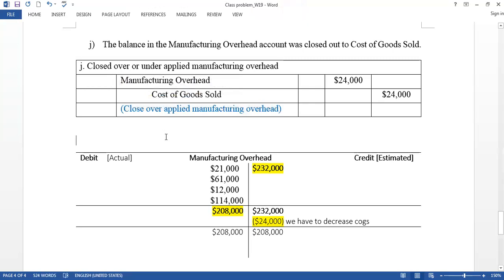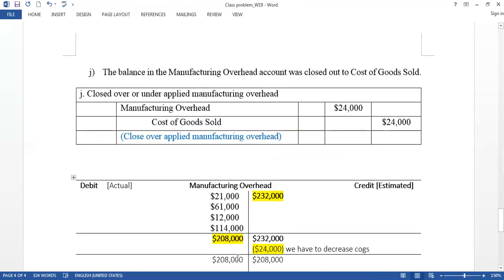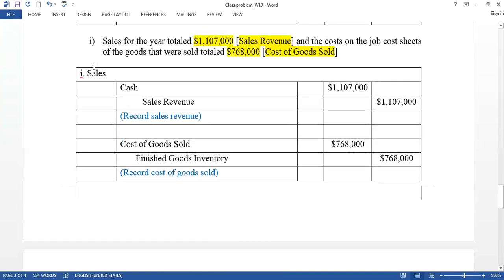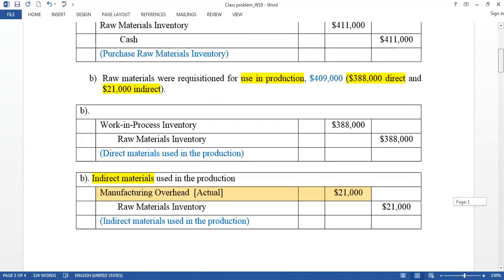If it is opposite, before you recorded a lower amount but actual is higher, what is the journal? Before you under applied. What is the meaning of under applied? Before you estimated a lower amount, right? Now actual is higher. So what should you do? What is the journal? Yeah, cost of goods sold debit and manufacturing overhead credit, opposite. So this is the journal entry. This is for question 1.